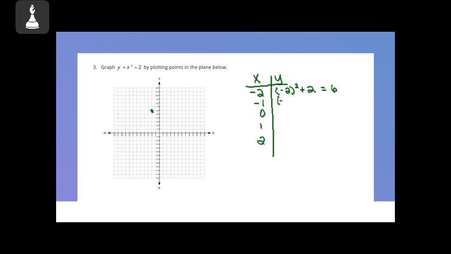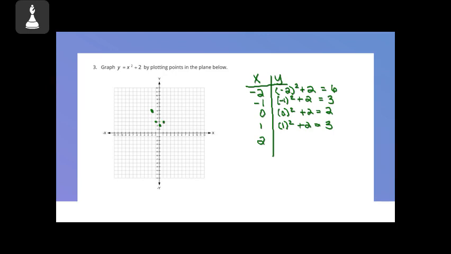Plugging in -1, if I square it, -1 times -1 is 1. 1 plus 2 is 3. That point is (-1, 3). Next is 0. 0 squared, 0 times 0 is 0. Add 2 to that is 2. The point is (0, 2). Now plugging in 1. 1 squared is 1. Add 2 to that gives you 3. (1, 3) is my point.